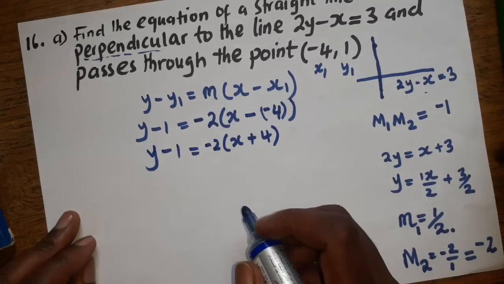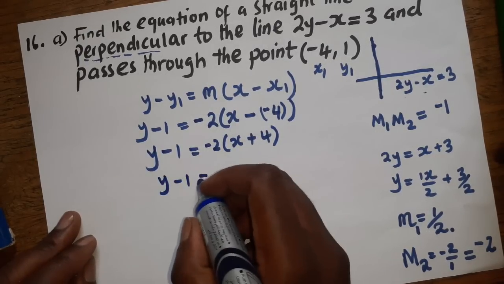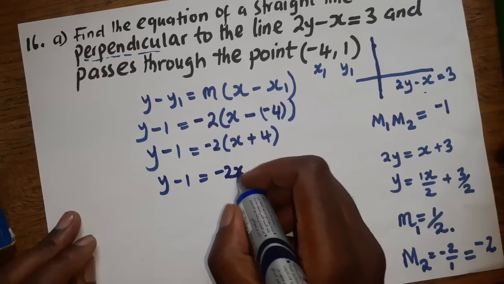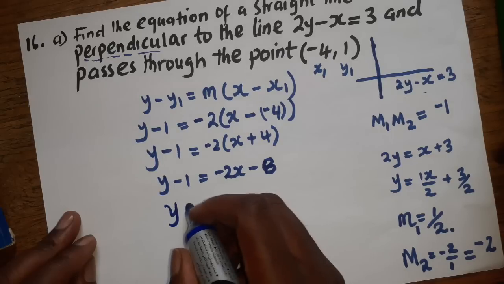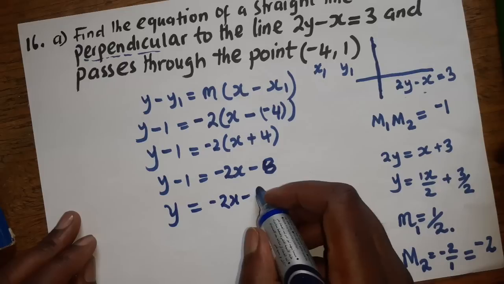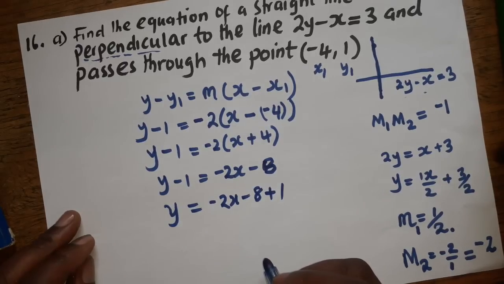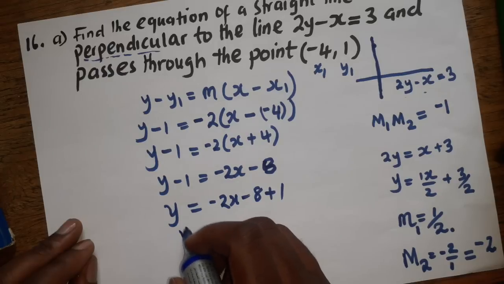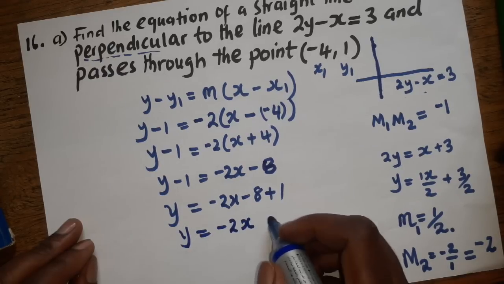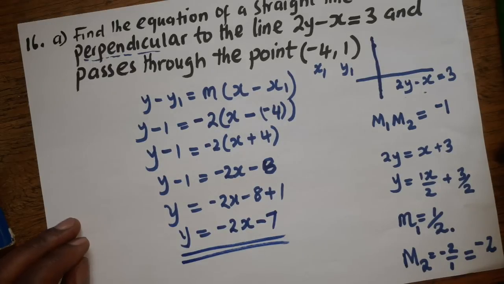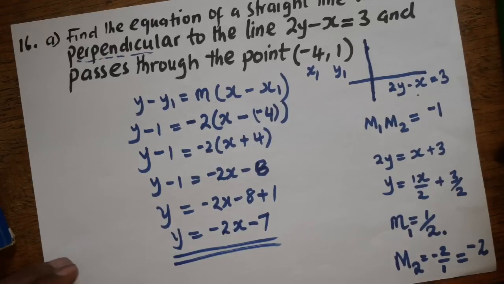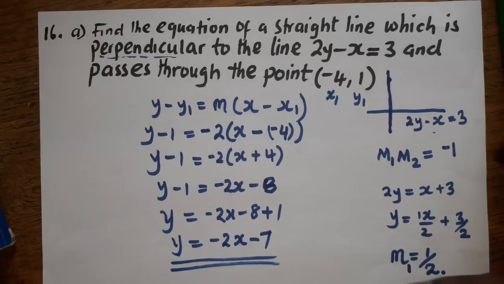Okay, because of the negatives here, you distribute, and you are going to have y minus 1 equals negative 2x minus 8. We have y equals negative 2x minus 8 plus 1. All right. Then y equals negative 2x minus 7. This is what is going to be the equation, ladies and gentlemen. I hope that is very clear. Are we together? Let's move on.